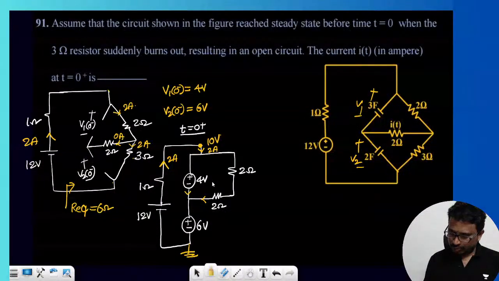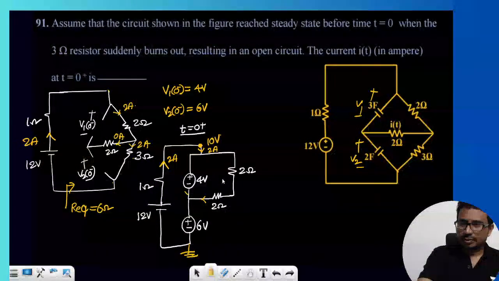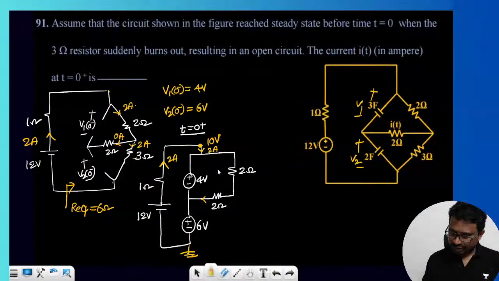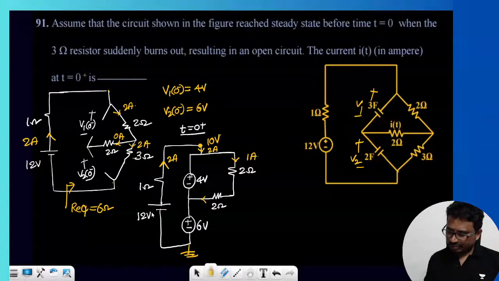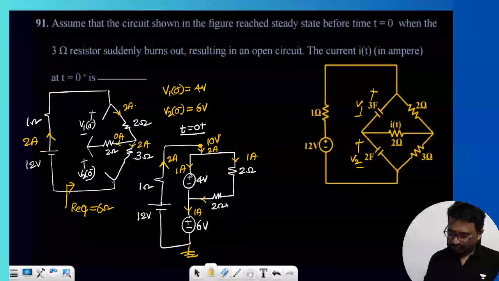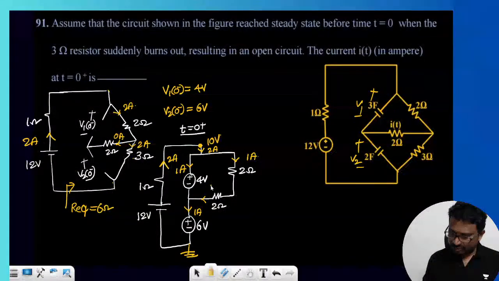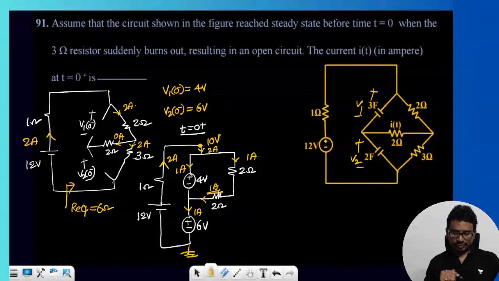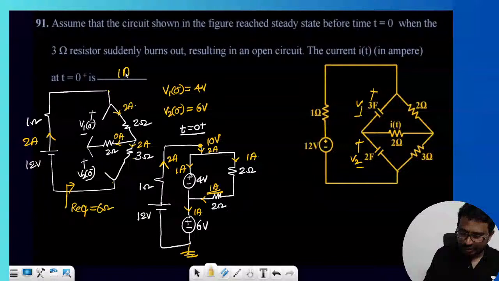Yes, in this loop we have this current. It should be equal to how much, you tell me. This current is 1 ampere. This current is another 1 ampere, and this current is 1 ampere. So we need the current in this branch, and that is 1 ampere only. Check it. That is 1 ampere.